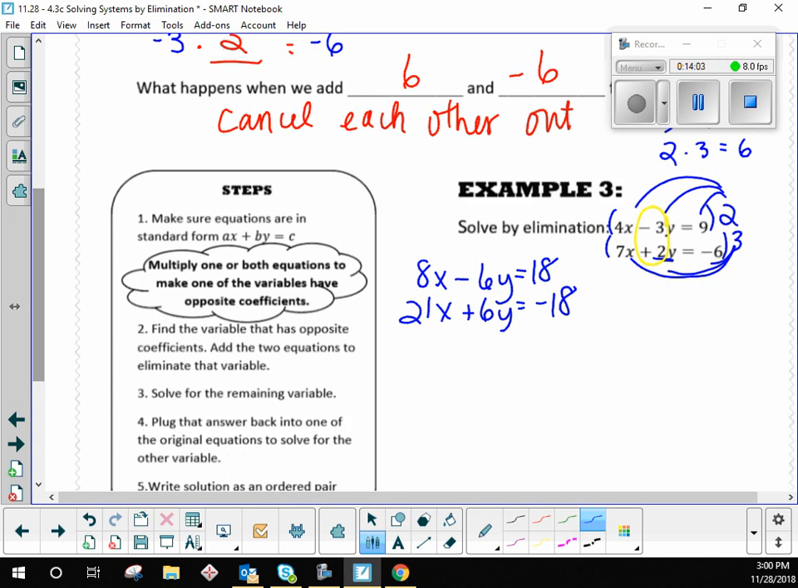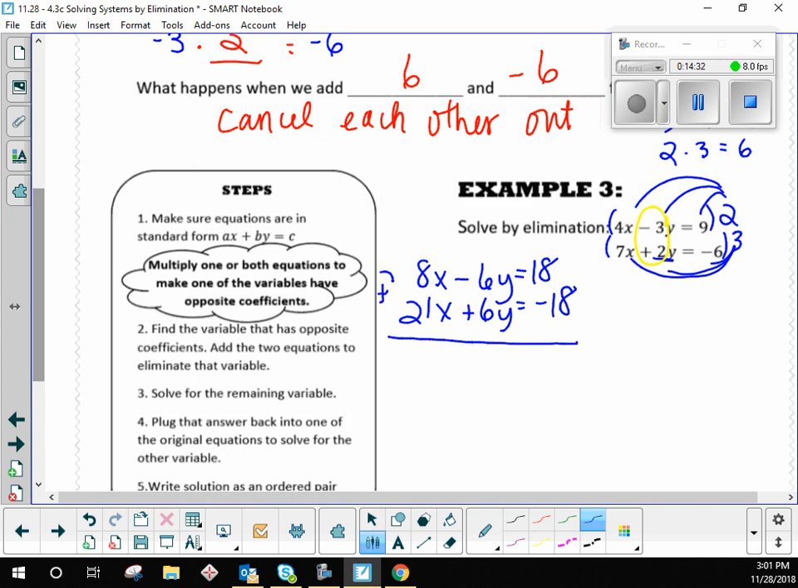So now when you look at the y values, the coefficients are opposite of each other. And so what will happen to the y's when I add those two equations? When you add opposites, what happens? They cancel out, right? So the y's will be gone. It's just an accident that the numbers on the right-hand side are also opposites. That's just a coincidence, okay? That's not going to happen every time.